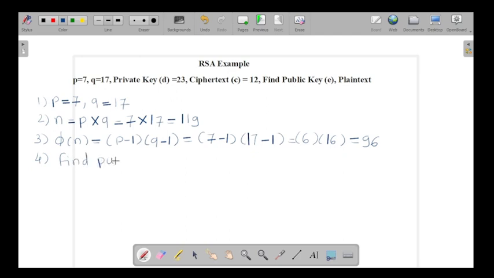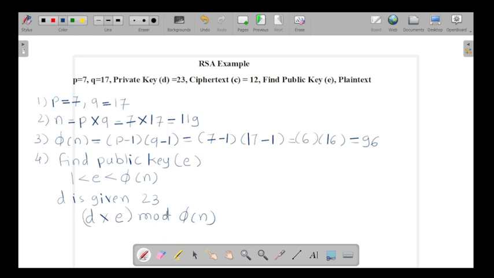So now we are finding the value of E, that is our public key. Our public key should satisfy 1 less than E less than phi of n. In the given example, E is not given, the value of D is given. That's why we use the formula with D as 23: D into E mod phi of n is equal to 1. According to this formula, we are finding the value of E.